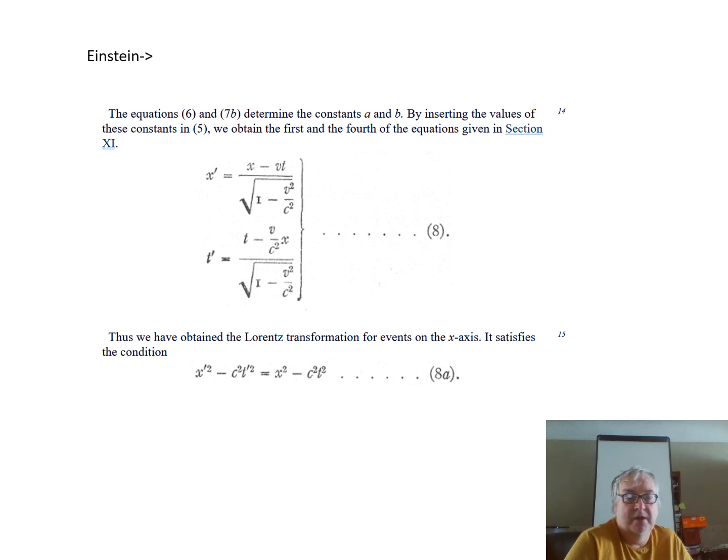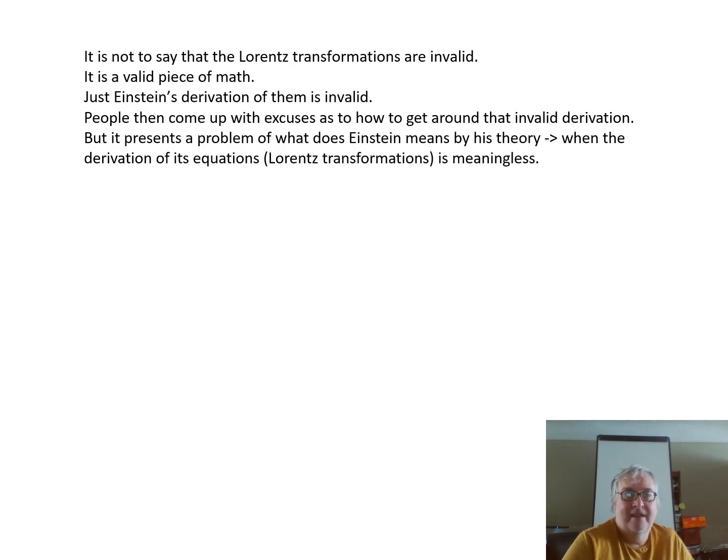And this is what he then concludes. Thus we have obtained the Lorentz transformations for events on the x-axis. It satisfies the condition of equation 8a. Alexander's comment on this is, it shows a lack of mathematical skills by Einstein. Einstein writes some maths and it's meaningless. It is not to say that the Lorentz transformations are invalid. It is a piece of mathematics. Just that Einstein's derivation of them is invalid.